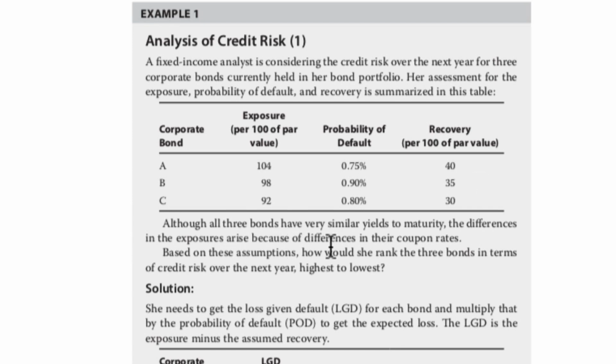Although all three bonds have very similar yields to maturity, the differences in the exposures arise because of differences in their coupon rates. Based on these assumptions, how would she rank the three bonds in terms of credit risk over the next year, highest to lowest? To do this, it's simple enough: what's our expected loss? We'll take the one with the lowest expected loss, the next one, and then the highest expected loss. We'll just rank the three that way.